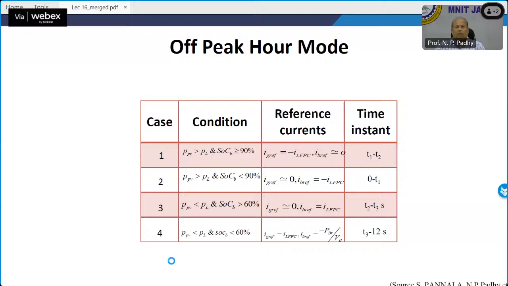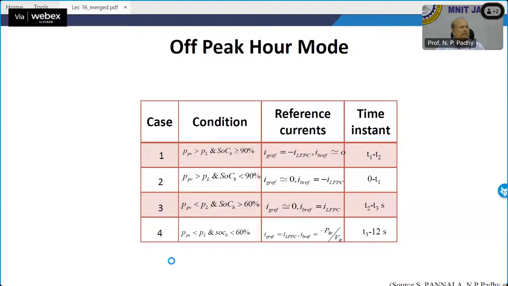In off-peak hours, PV is greater than PL and SOC is greater than 90%. Why are we going up to 90% here, previously 70%? Because off-peak means you have enough energy, so you must allow your battery to charge. Right, basic philosophy into mathematics. That's all. So people ask why 90%? I have the answer with me.